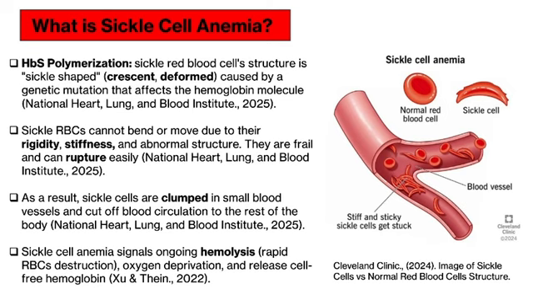A sickle shape is deformed and crescent shaped, caused by a genetic mutation that affects a hemoglobin molecule. Unlike normal red blood cells, sickle cells are more rigid and stiffer, they cannot bend or move easily, so they tend to be less flexible, more frail, and prone to rupture. Because they are so stiff, they cannot move smoothly through small blood vessels and can potentially slow or block blood circulation to the rest of the body.